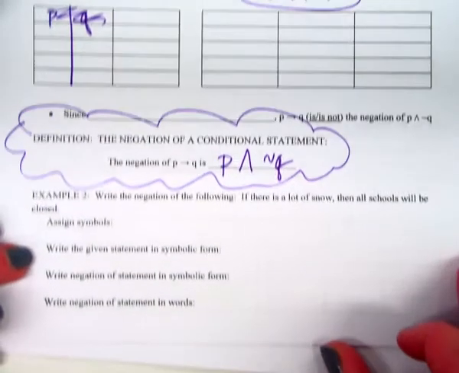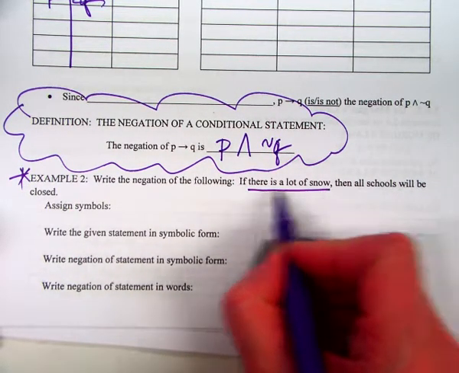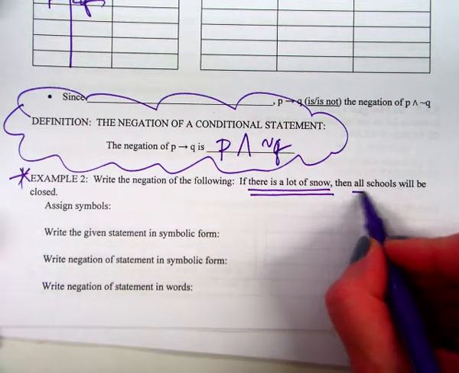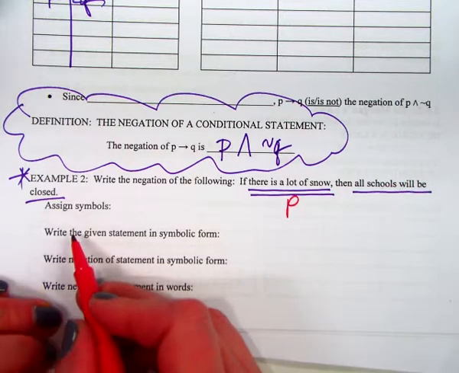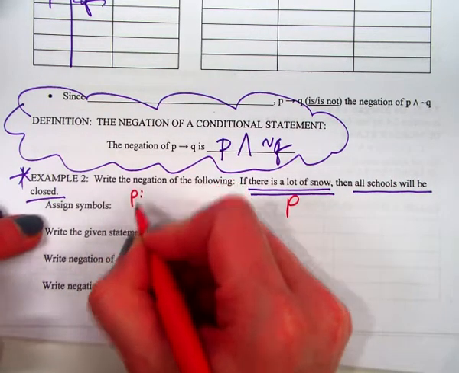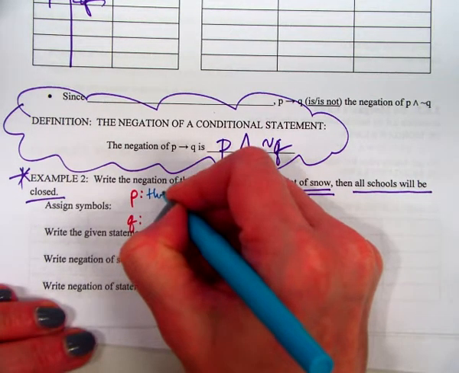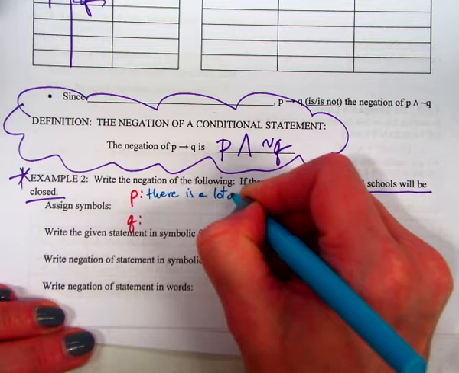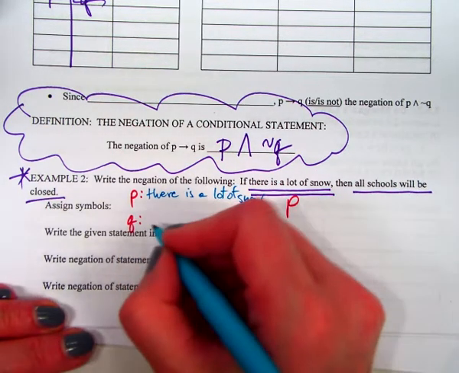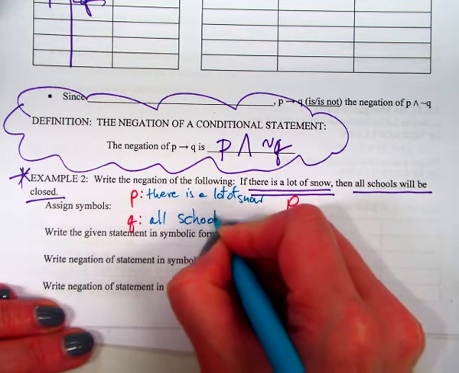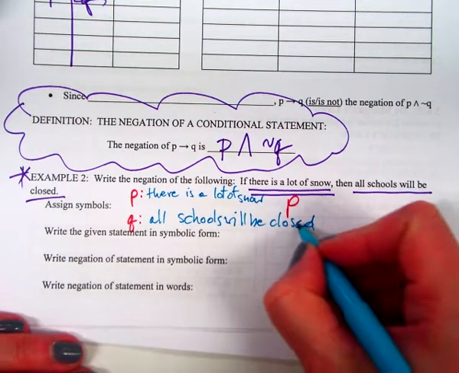So let's just do this one. Example 2 at the bottom here. Write the negation of the following. If there's a lot of snow, then all schools will be closed. So the first piece, this is my P, and where it says assign symbols, sometimes you're going to see where you would write it all out: there's a lot of snow. I'm okay if you guys just underline and label it like that. And for Q, all schools will be closed. All right, makes sense.